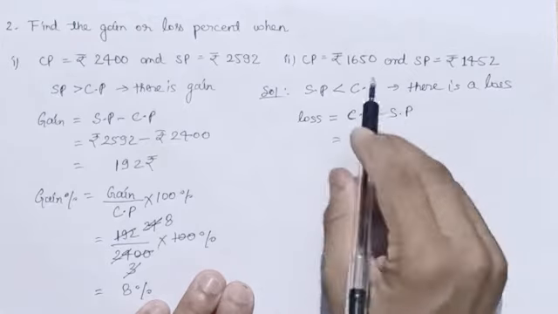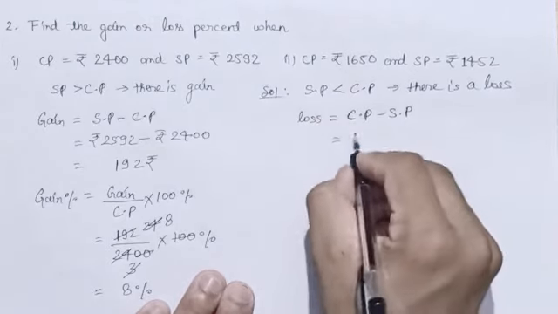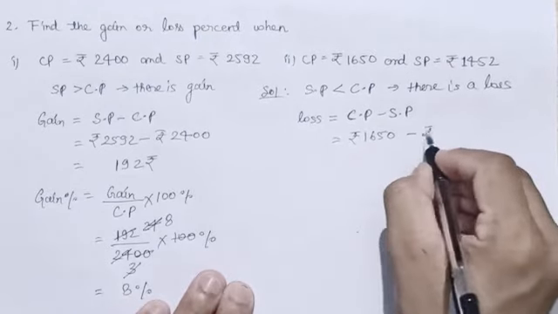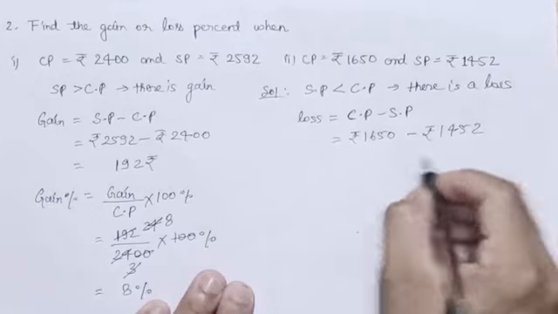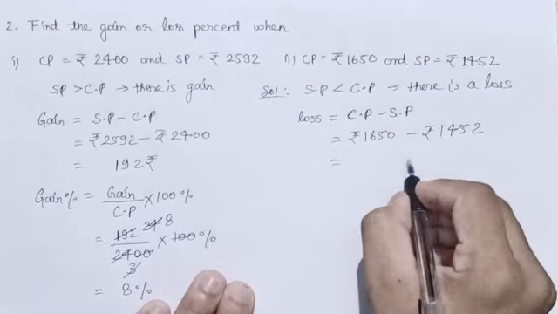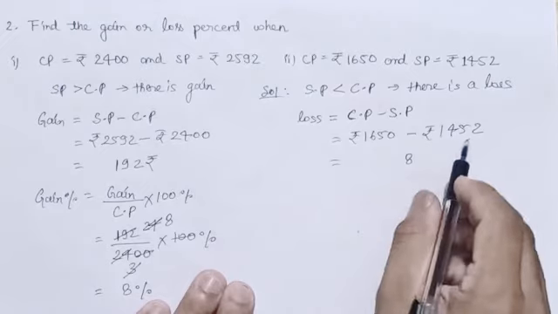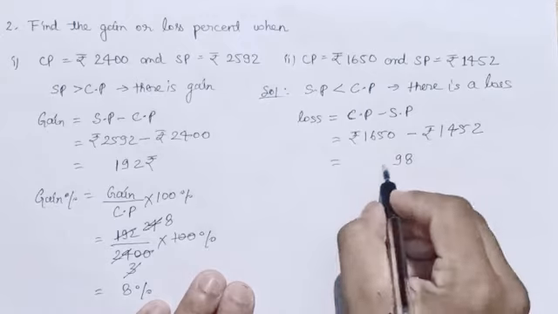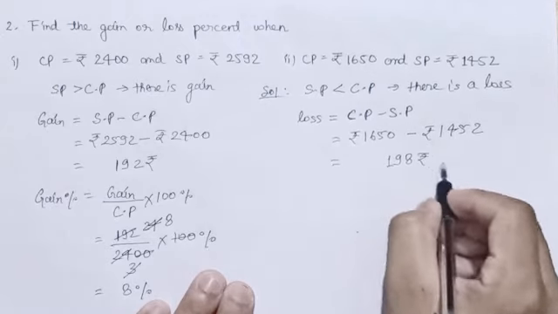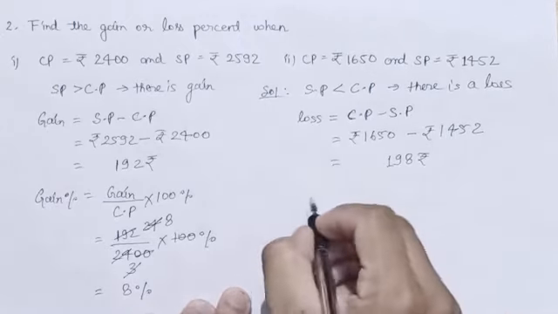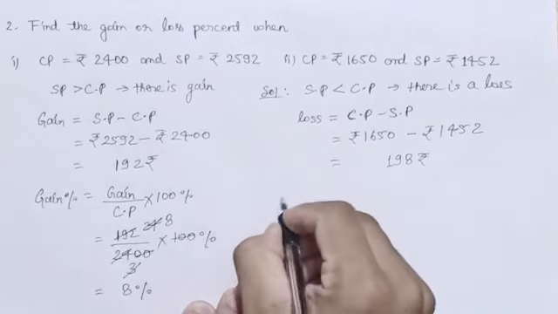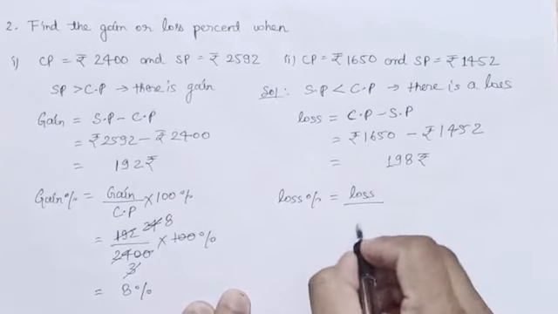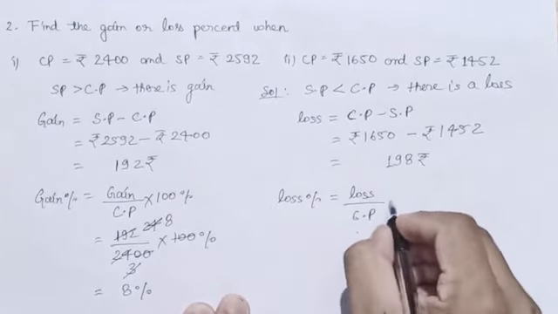Here the cost price is 1650 rupees, 1650 minus selling price is rupees 1452. Now let us subtract 10 minus 2, 8, 14 minus 5, 9, 5 minus 4, 1. 198 rupees. Okay, it means there is a loss of 198 rupees. Now let us calculate loss percent. So loss percentage is calculated by loss divided by cost price multiplied by 100%.